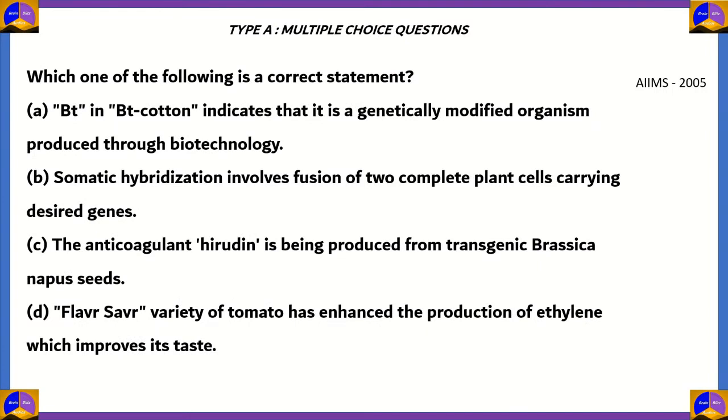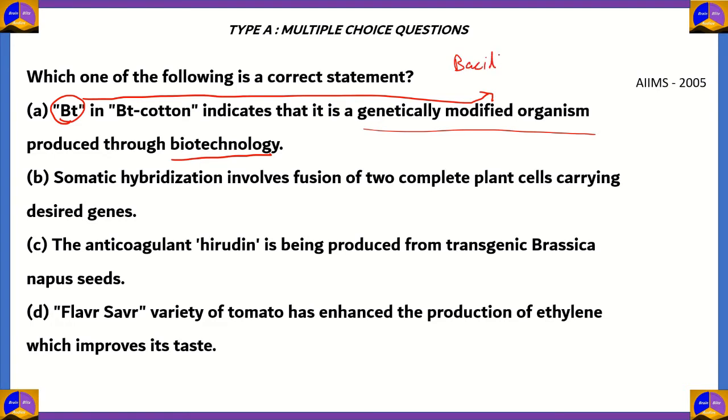Let's look at the next question. Which one of the following statements is correct? Option A: Bt in Bt cotton indicates that it is a genetically modified organism produced through biotechnology. Well, while Bt organisms are genetically modified and produced through biotechnology, the term Bt does not refer to that. Bt refers to the organism where the gene is taken out of, that is Bacillus thuringiensis. So therefore option A is incorrect.